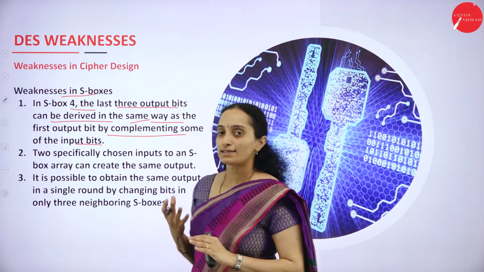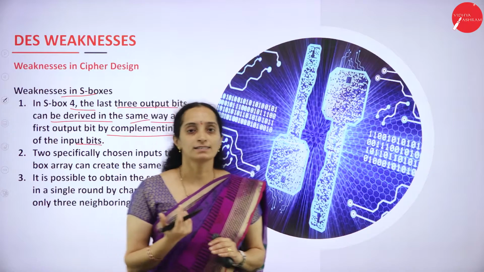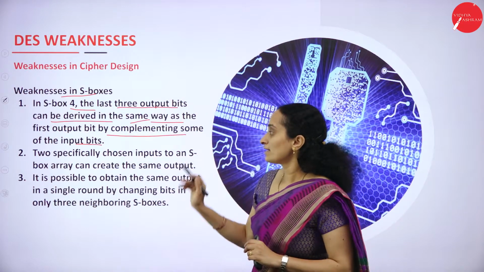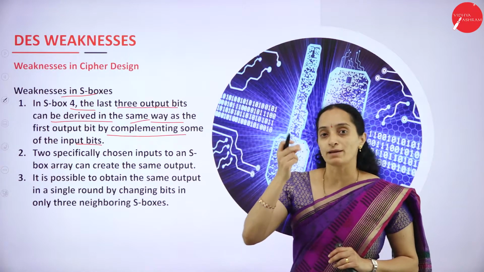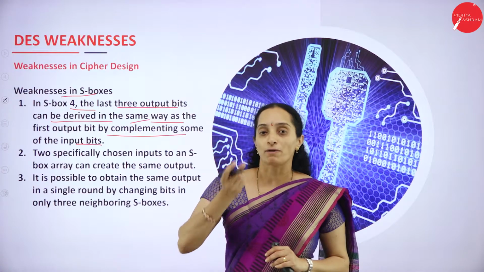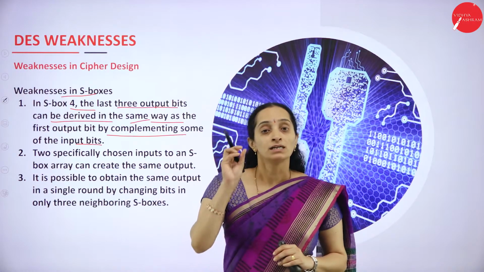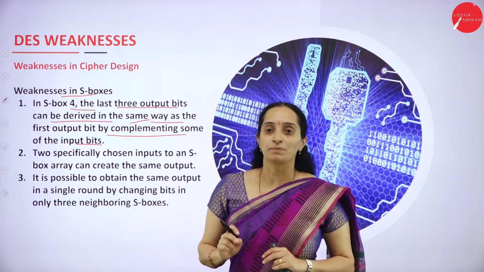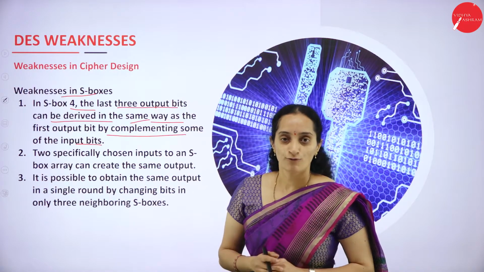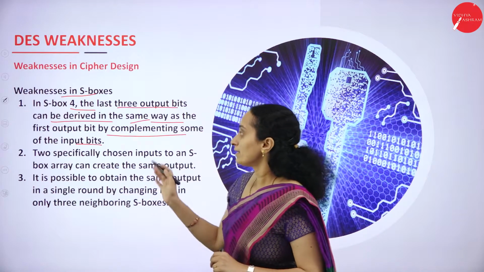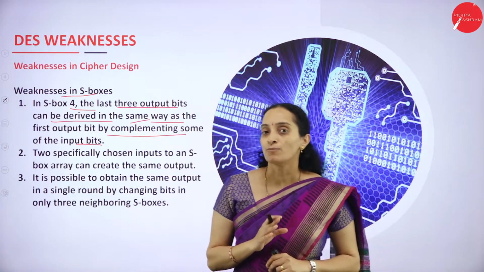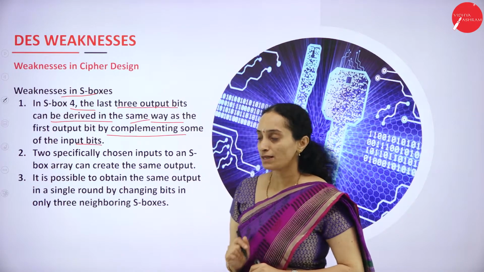Complement method is, as you remember in digital, it is easier to perform a complement, isn't it? So just complementing some of the input bits in the 6 input bits, if you permute or complement few bits in the input, you can get the same output for all the 4 bits. Okay, that is one of the weaknesses which makes the DES cipher more vulnerable to attacks.